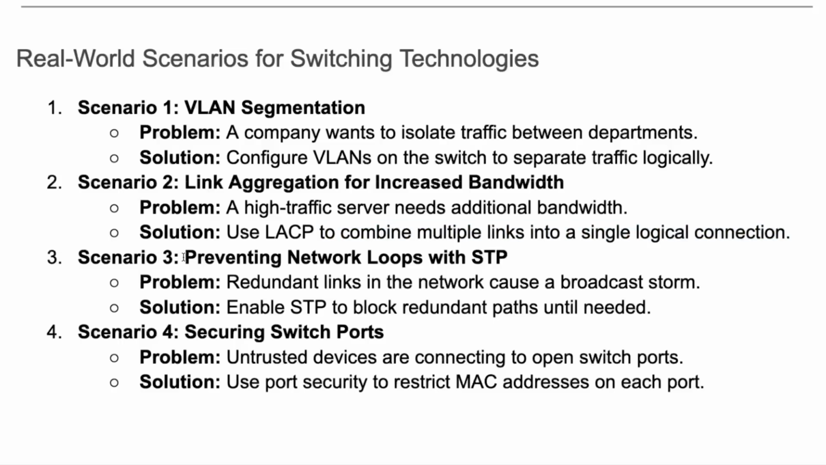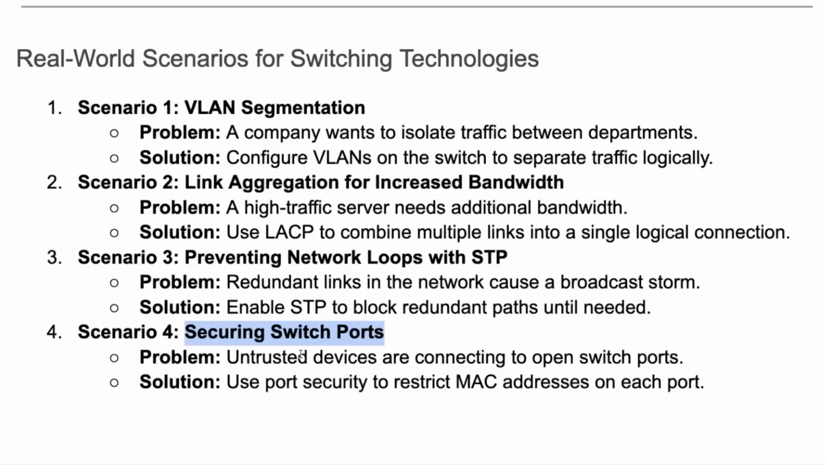And then scenario 3 would be preventing network loops with the STP. So redundant links, this is the problem. The redundant links in the network cause a broadcast storm. So we would enable the STP, the spanning tree protocol, so we can block the redundant paths until they're actually needed.